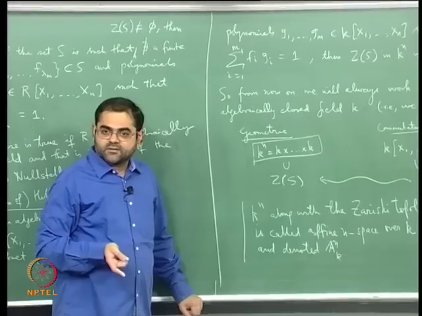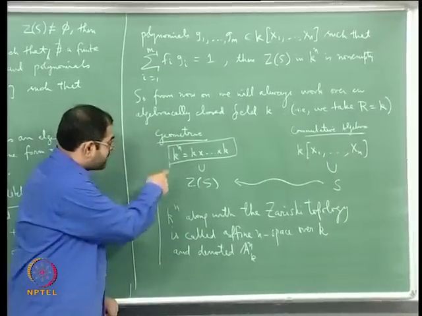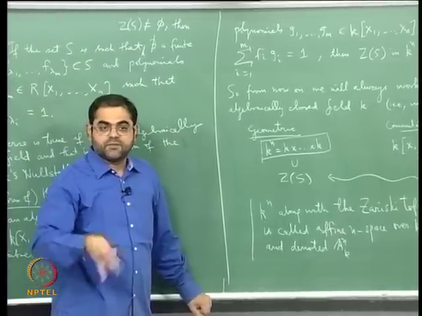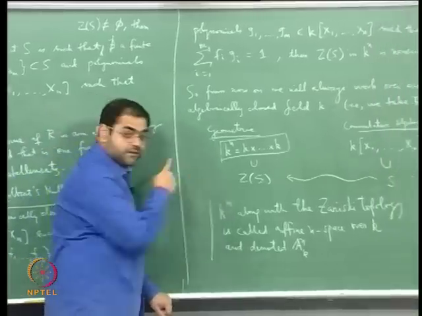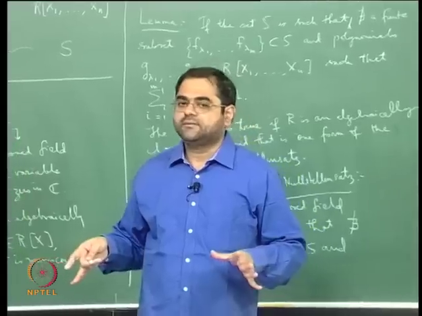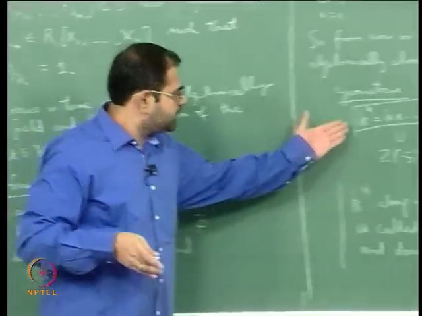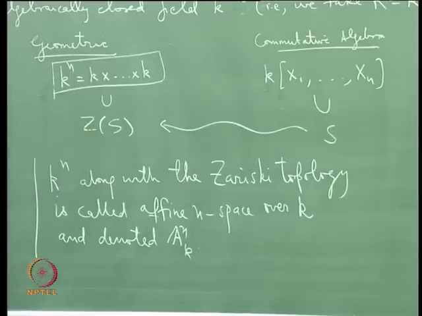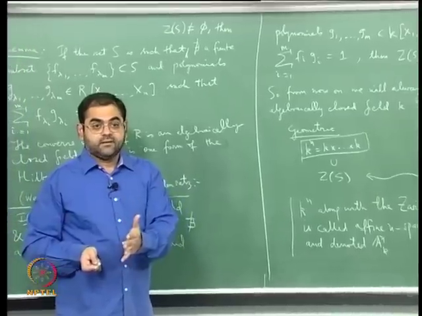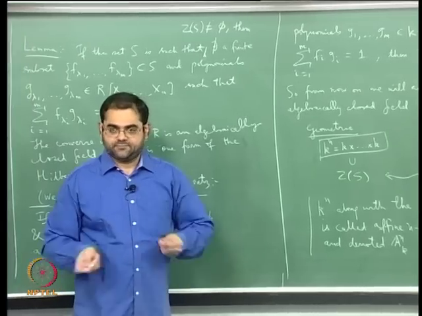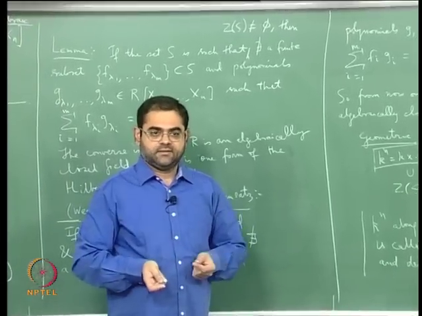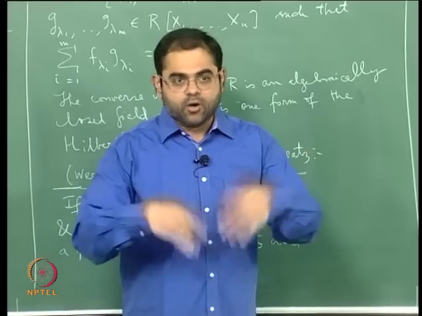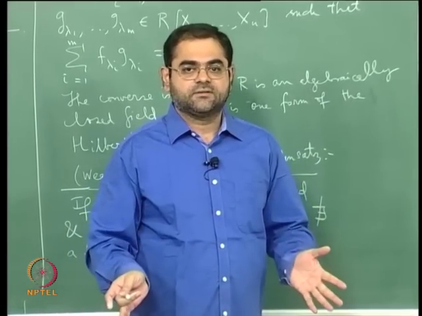So the moral of the story is that if you declare subsets of Kn of this form, common zero loci of a bunch of polynomials, as closed sets, then you get the Zariski topology. That makes this Kn into a space with the Zariski topology. So what are the open sets? The open sets will be loci where functions don't vanish. For example, the locus where a single function vanishes is a closed set, and the complement of that, the locus where the single function does not vanish, is an open set.